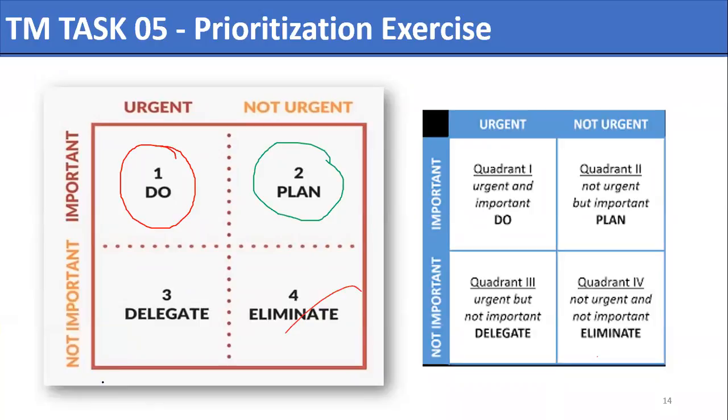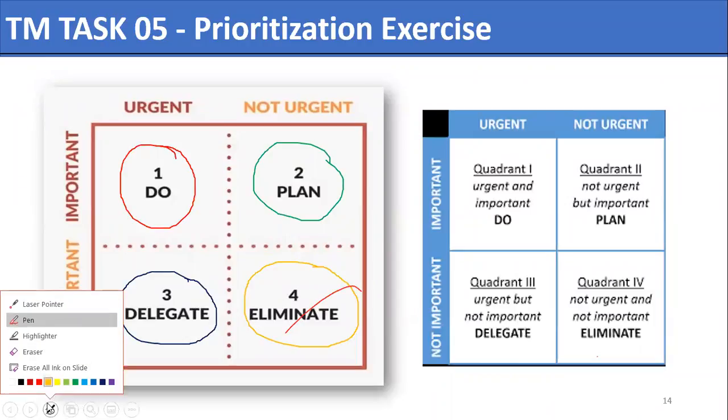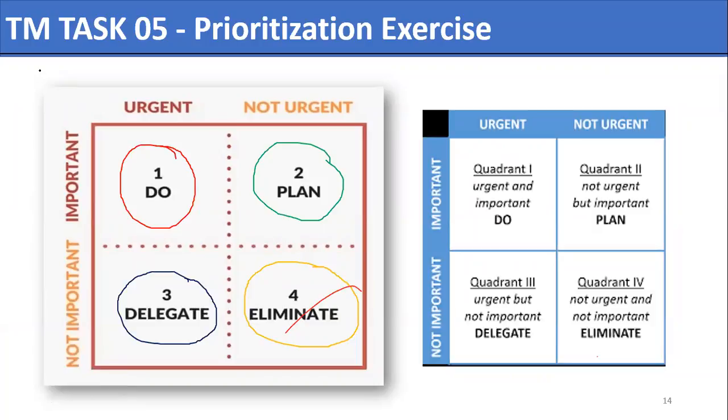Then the final one, activities that are not urgent and not important, you can eliminate. That is your fourth square. So likewise you can prioritize for a particular day. You can use the same square on a daily basis, or for a week. If you know all the activities you need to do in the particular week, you can prioritize that as well.